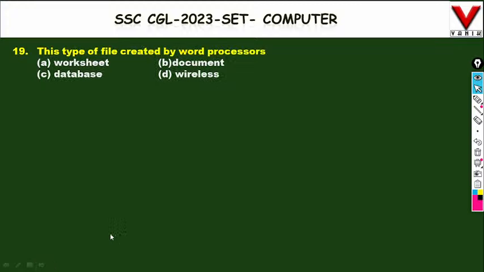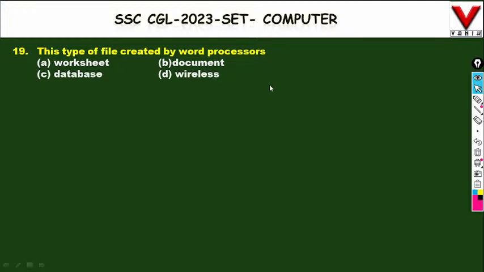This type of file is created by a word processor. Which type of file is created in a word processor, whether WordPad or Excel? Different types of files are created. A worksheet type of file is created in Excel. A document file is created in a word processor. A database file is created in a database, and wireless is a communication medium through which sender and receiver are connected without using a cable, that is wireless communications. So the answer is B, that is document.